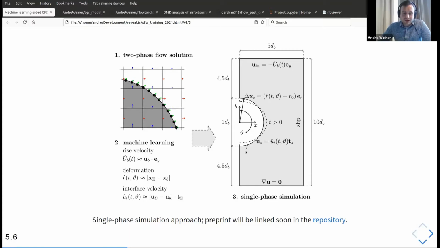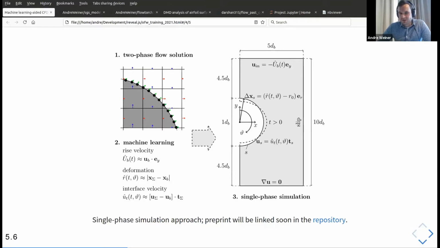And finally, we are doing basically the same for the interface velocity. We take the velocity at the interface from the two-phase flow simulations, and we project it in the tangential direction onto the interface. The normal component is typically assumed to be 0 when we neglect the volume effect of the mass transfer. So we now have 3 machine learning models.